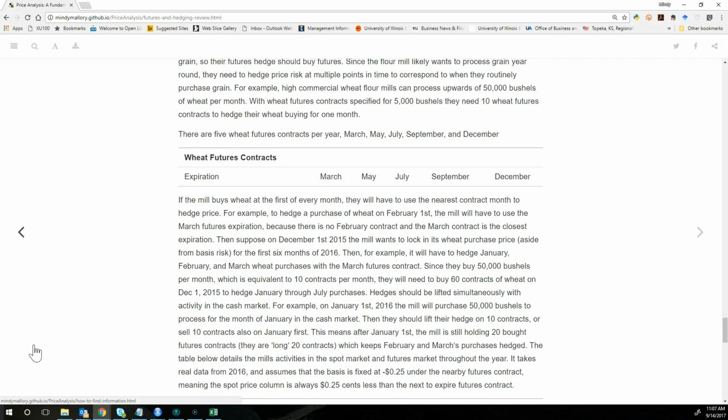So let's take a look at what their activity in the cash market and their buys in the futures markets and their sells in the futures markets look like if they want to execute this strategy where they're hedging six months of wheat purchases, where they're purchasing 50,000 bushels per month.